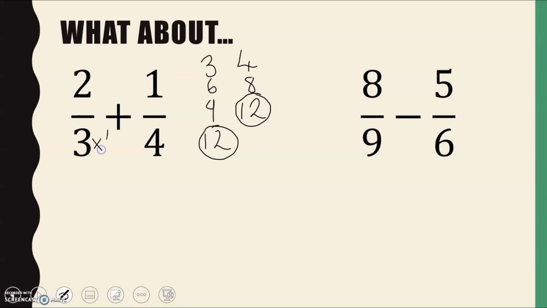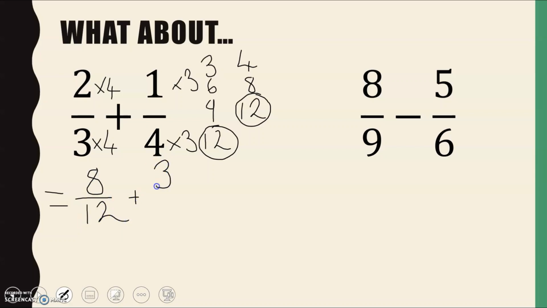3 4s give me 12, so I'm going to times by 4 on the bottom. So I need to times by 4 on the top. And I'm going to do the same on my 1/4, but this time I'm thinking, well, 4 lots of 3 are going to give me 12, so I need to times by 3 on the top there. That then is going to become 8/12 plus 3/12. And then we're just going to do the same as before. 8 and 3 should give me 11. And 12 stays as it is. 11 and 12 are not in the same times table, so that is my final answer.